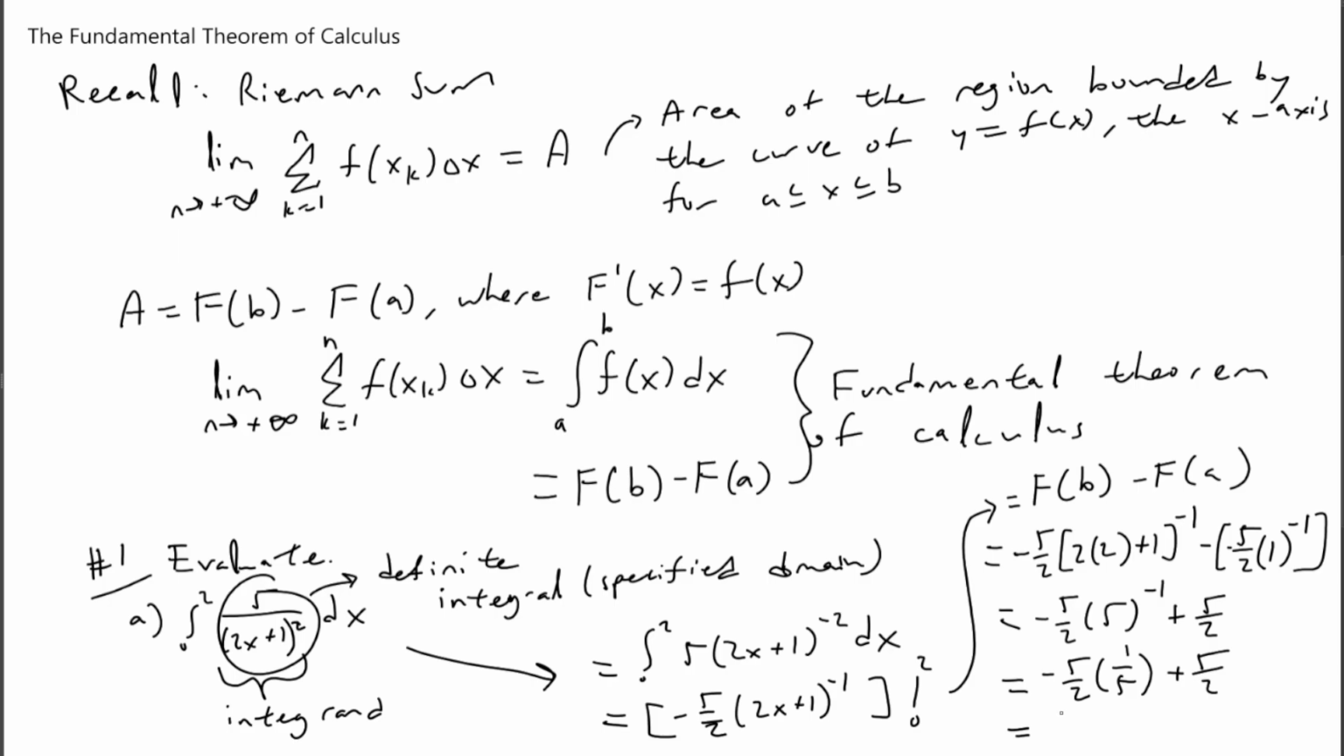We're going to get negative 1 over 2 plus 5 over 2 equal to 4 over 2, which is equal to 2. And that is how we evaluate an integral.